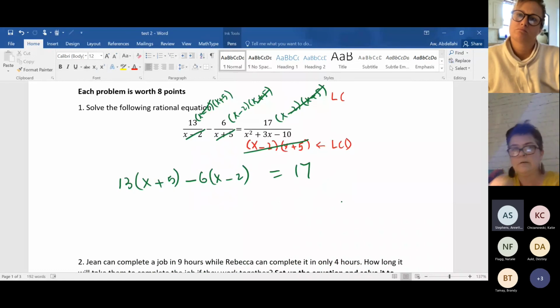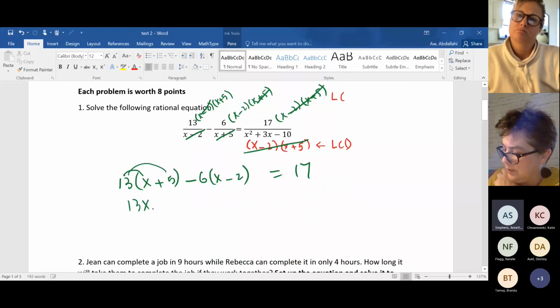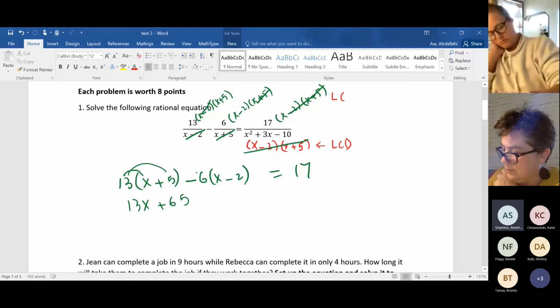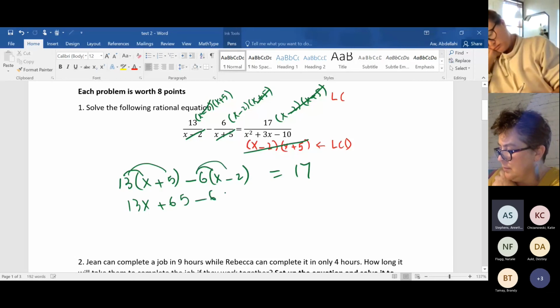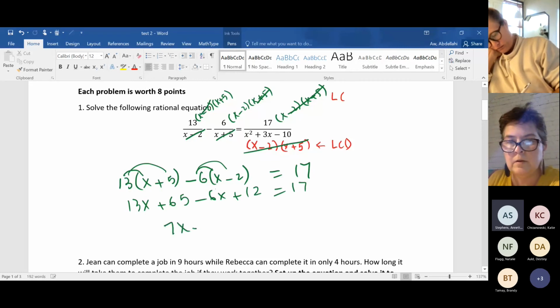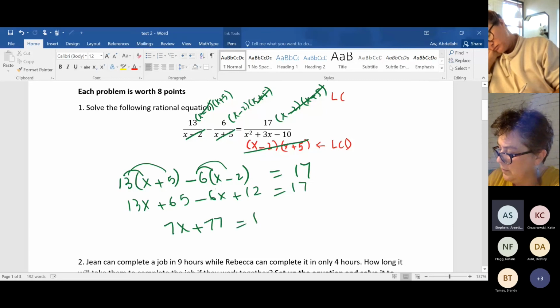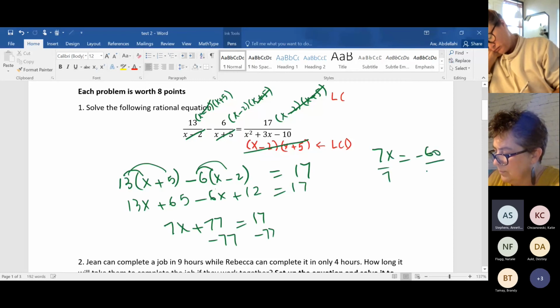Okay, now what you're left to do is to distribute. You get 13x plus 65 minus 6x plus 12 equals 17. We group like terms, we get 7x plus 77 equals 17. Subtract 77, you get 7x is equal to negative 60, and then divide by 7, we get x equals negative 60 over 7, right?